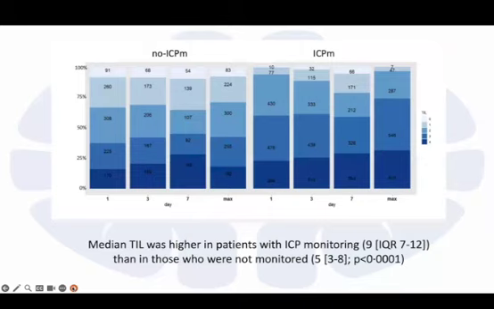Again, we set out to explore in this study whether ICP use was associated with methods and protocols to treat intracranial pressure. So we assessed the TIL, the therapy intensity levels, and we found, and this is a good message, that higher therapy intensity levels are used in patients who are monitored with intracranial pressure.